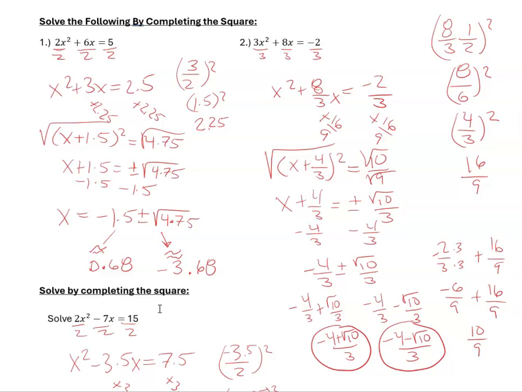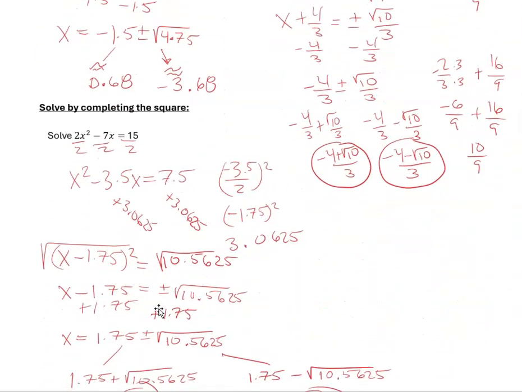And don't forget, if we graph this, you want to get one side equals 0. So it would be 3x squared plus 8x plus 2 equals 0. And once you have that, then you can graph it in Desmos or on your graphing calculator.